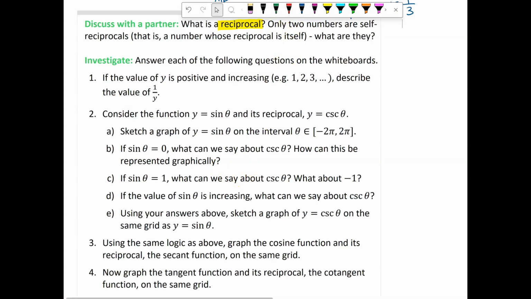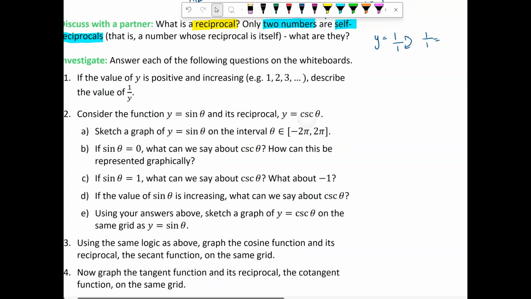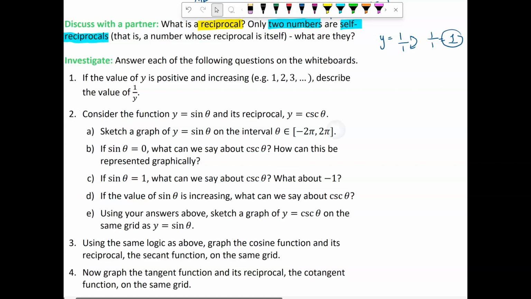For example, there are only two numbers that are the same, or called self-reciprocals, meaning that when you take the reciprocal, when you flip the fraction, it is the exact same value. And that happens, for example, with the positive 1. Because positive 1 as a fraction is 1 over 1. So when you take the reciprocal, it stays 1 over 1, which is again just equal to 1. So 1 is a self-reciprocal.